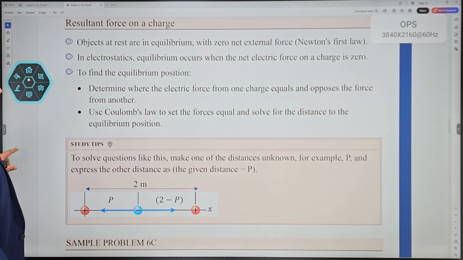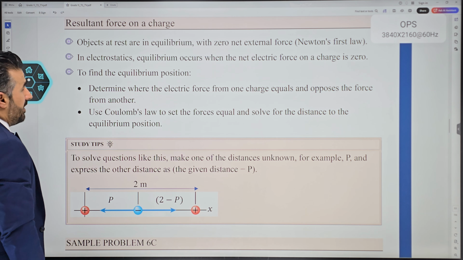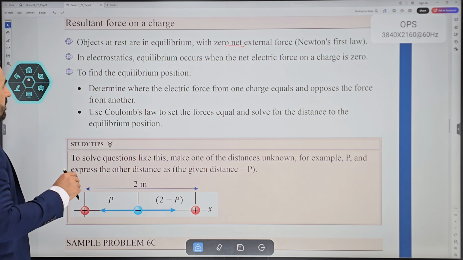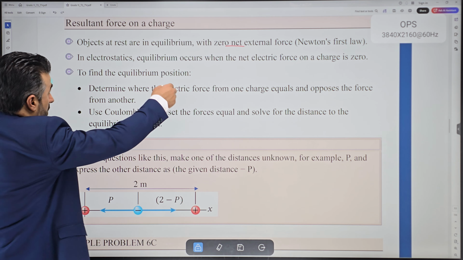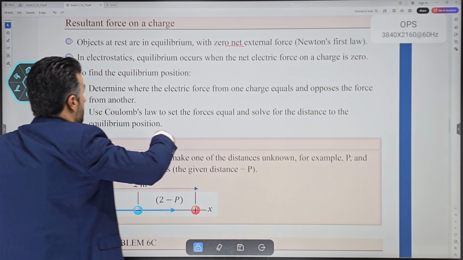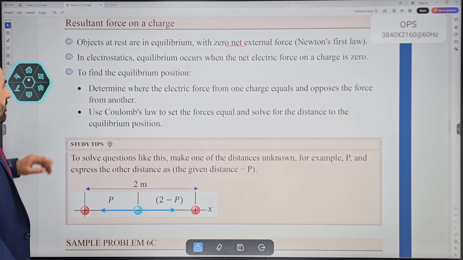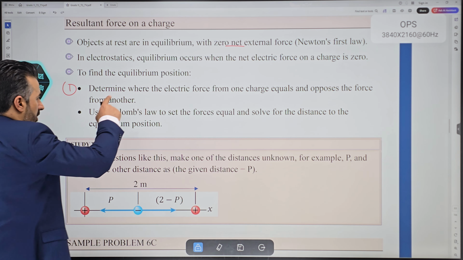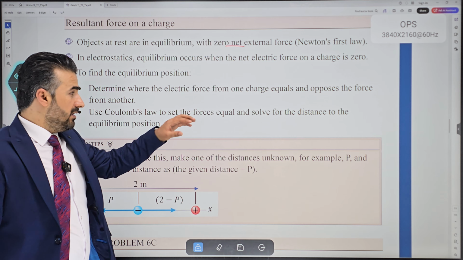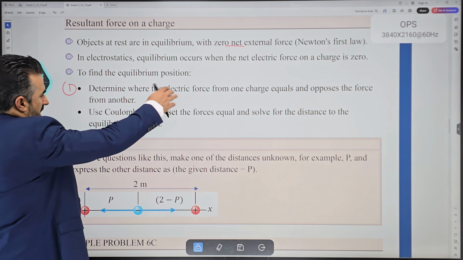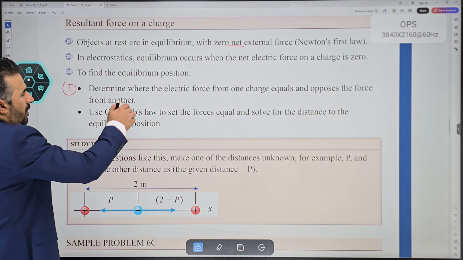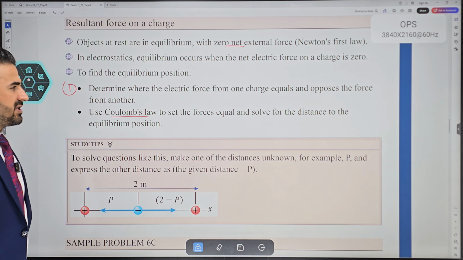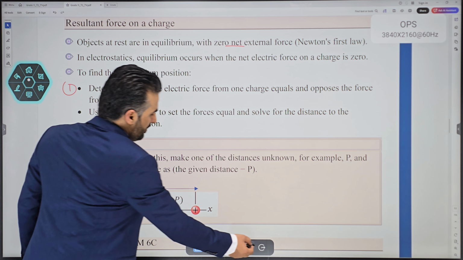Now this is what it is. Objects at rest are in equilibrium with zero net external force. Electrostatic equilibrium occurs if the net electric force on the charge is 0. To find equilibrium, determine where the electric force from one charge equals the force from the other one, by using Coulomb's law. The second thing is the distance, where the electric charge is, and then use Coulomb's law to set the forces equal and solve for the distance between the two.